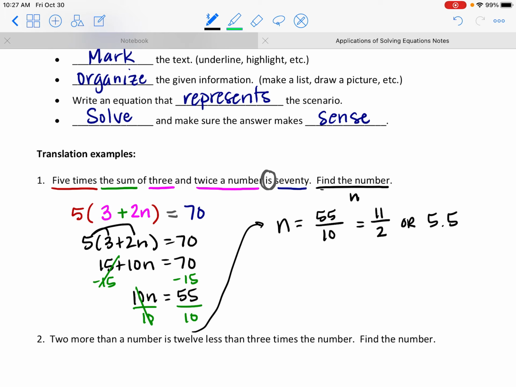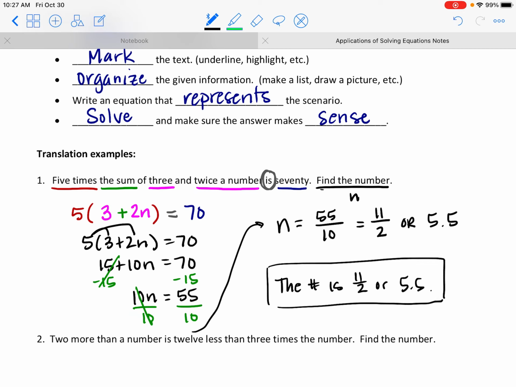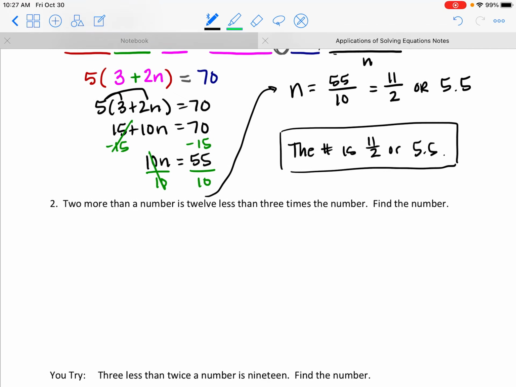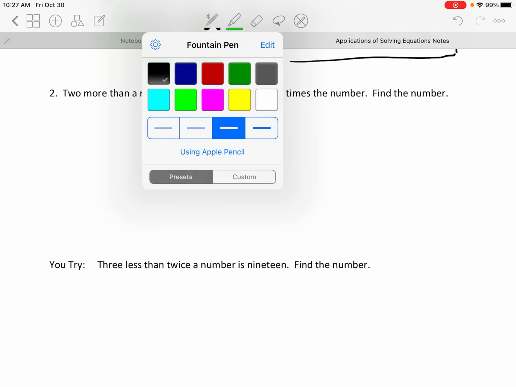Okay, so Desmos will do that. And so we would just box that in here because this has a little bit of context. We're going to say the number is 11 halves, or 5.5, same number, but whichever one you prefer you can use, or if you wanted to state both, that's good too. Okay, so just a translating problem. Let's try another one, same kind of deal.